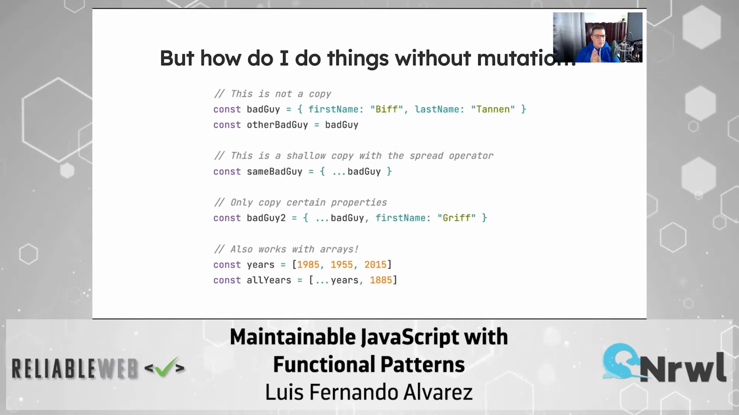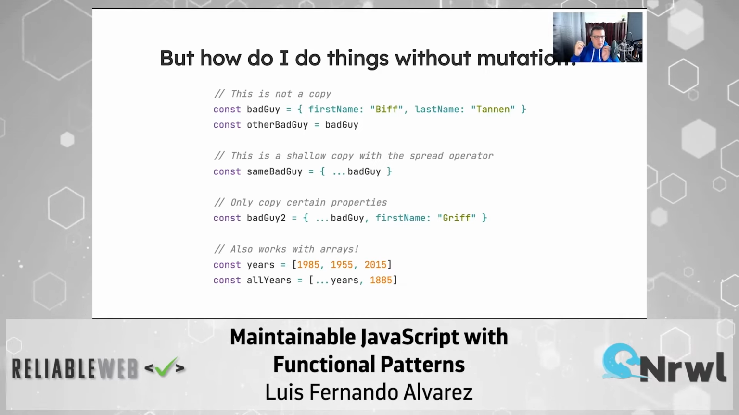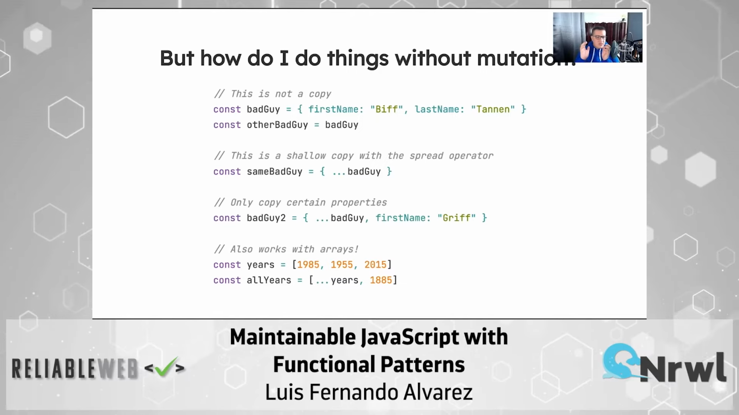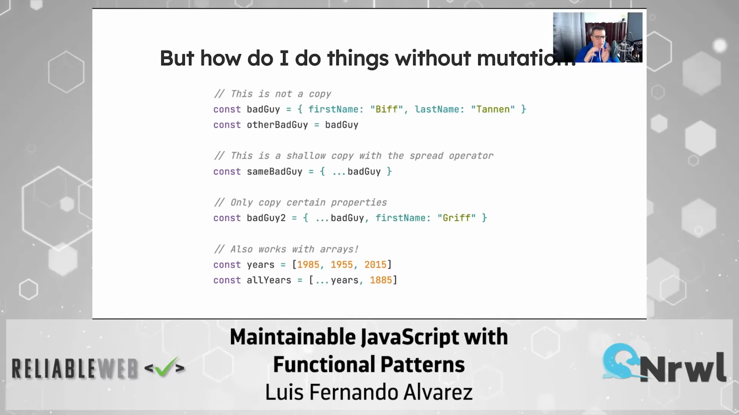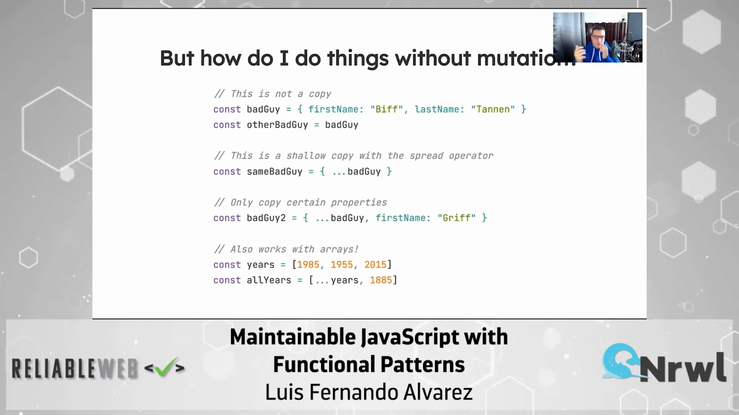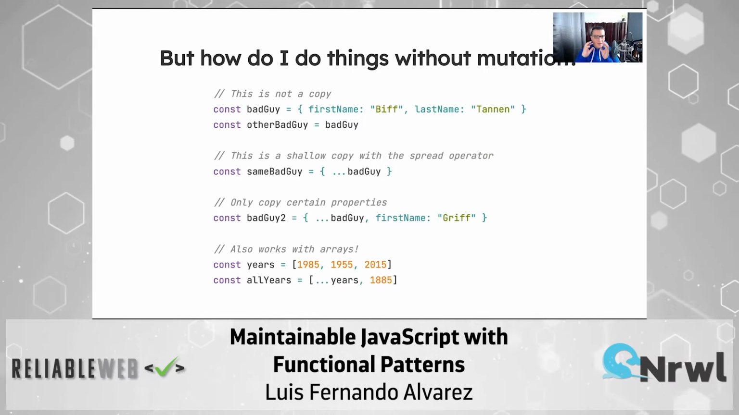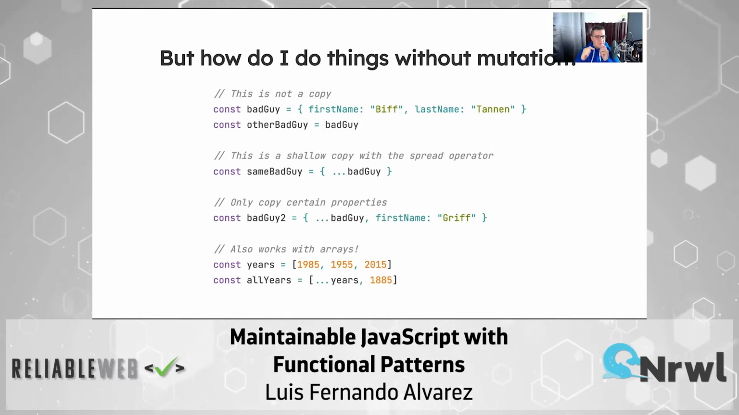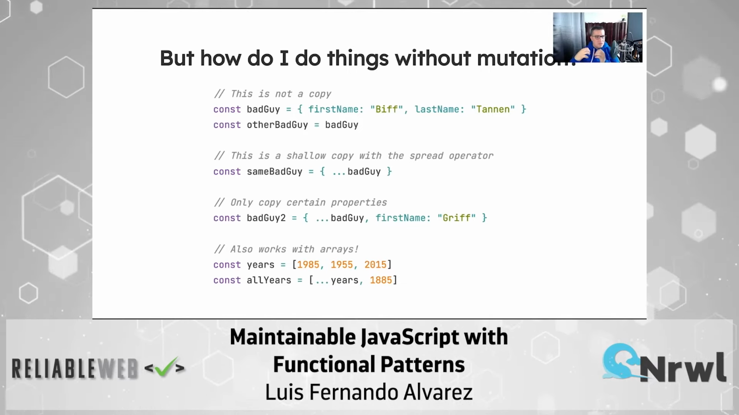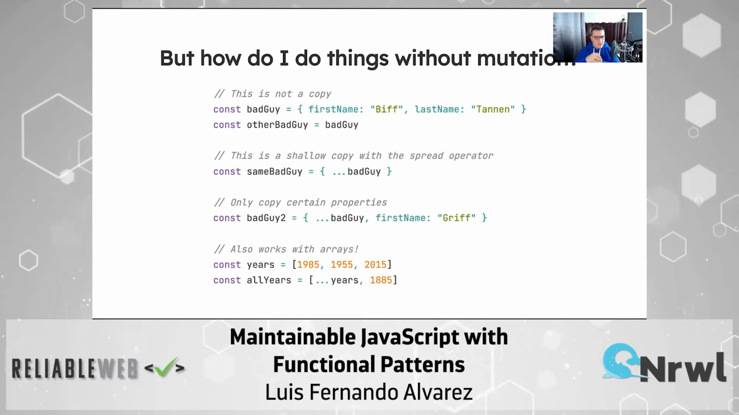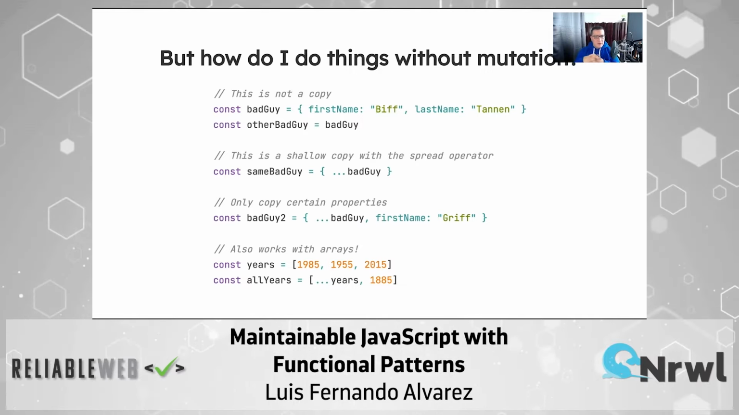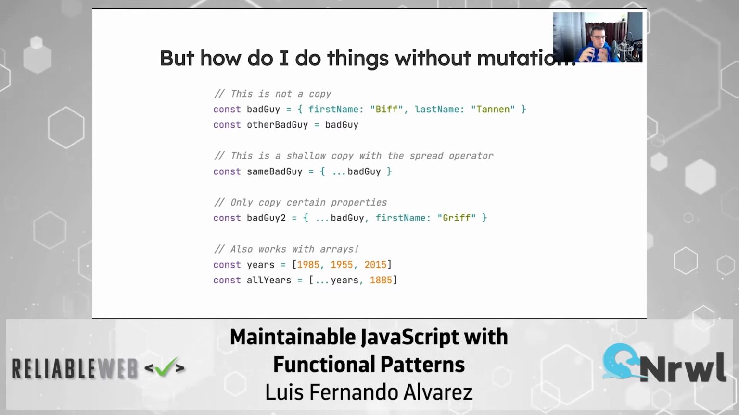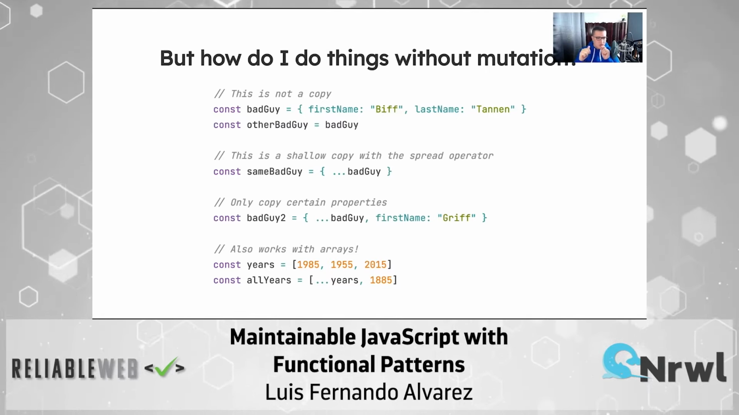So in the first example, we can see that we create a bad guy object, Biff Tannen, like before, and then we say other bad guy equals bad guy. This is not a copy. What I'm saying here is just that the other bad guy constant is going to hold a reference to bad guy. So this is not copying the object. This is just referencing the same memory address, right?